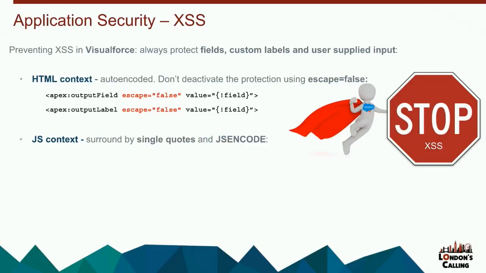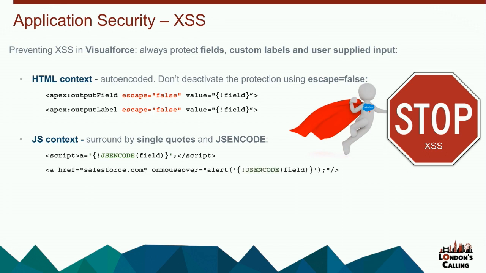vulnerable. If you are in JavaScript context, or you are rendering one of these three entities in JavaScript code, the solution is to always surround the field that you are rendering with single quotes and use JS encode, as we have seen in the previous example. And when I talk about JavaScript context, it's not only the code that comes between two script tags, but also the inline JavaScript.